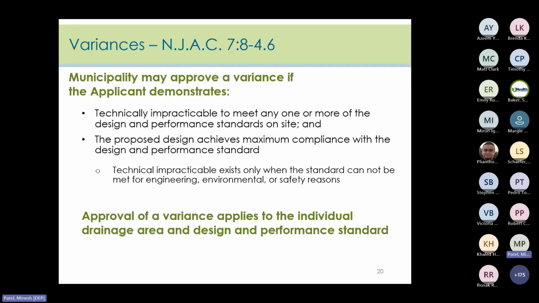Now, there must be a demonstration that it is technically impracticable to meet one or more of the design standards. The only allowable variances are for engineering, environmental, or safety reasons, and they have to be spelled out very clearly. Cost cannot really be a factor here. And one thing to note here, the approval of a variance shall apply to the individual drainage area and design and performance standard.